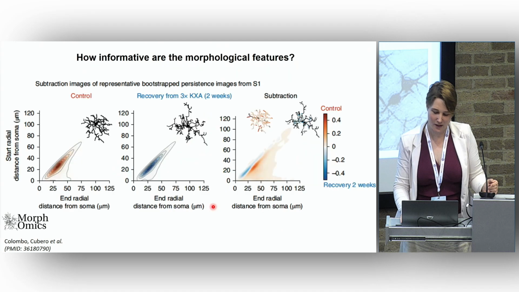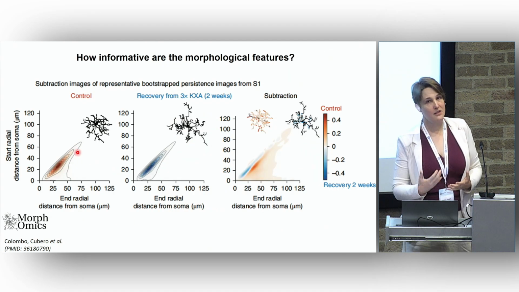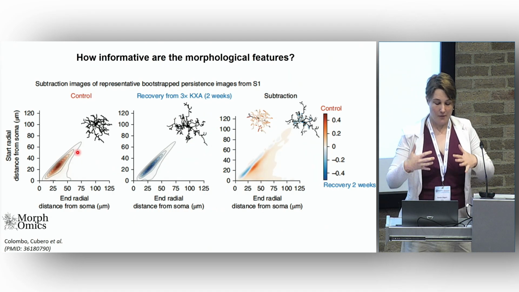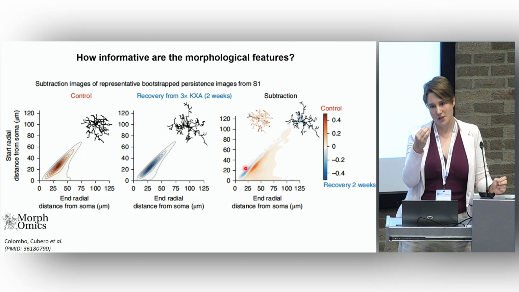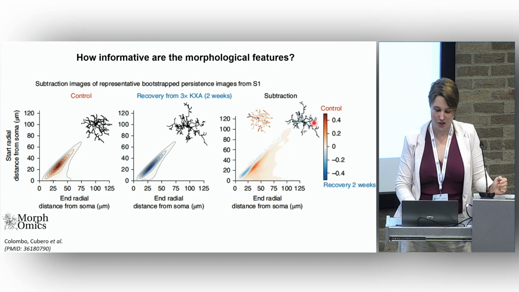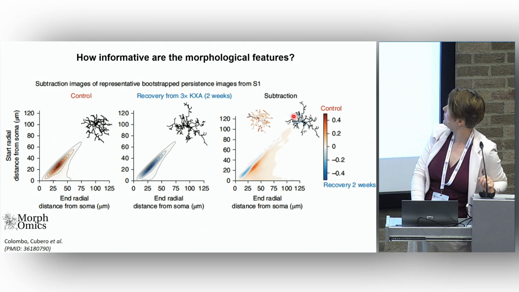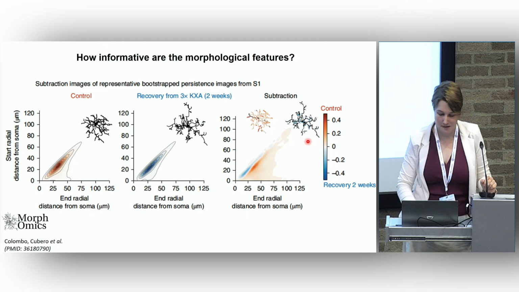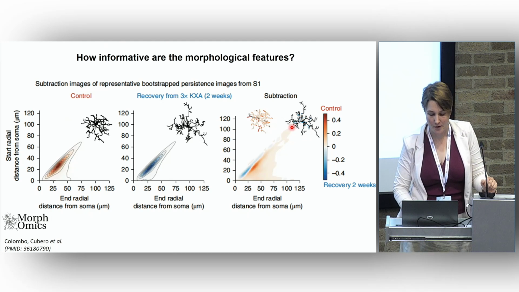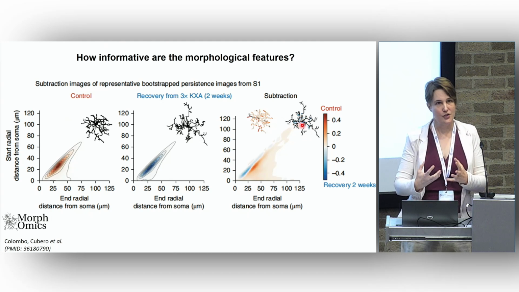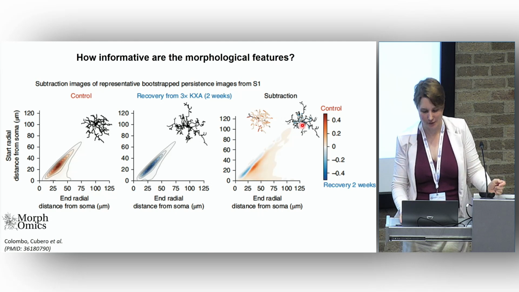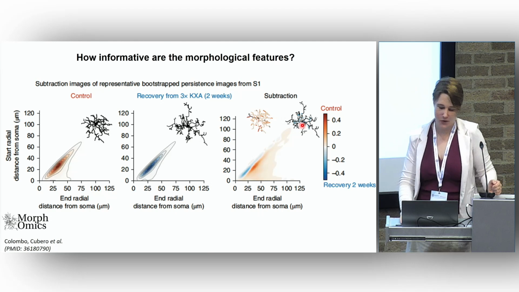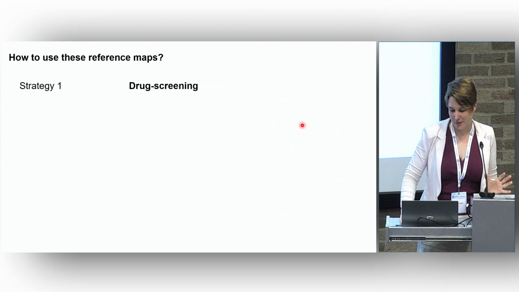Using these persistence images as an example, we can subtract the persistence images and see which morphological features of the dendritic tree are changing. You can see that after the 2 weeks recovery, shown in blue, you have many more processes closer to the soma compared to the control conditions. So indeed, the microglia morphology has been adapting at this point.